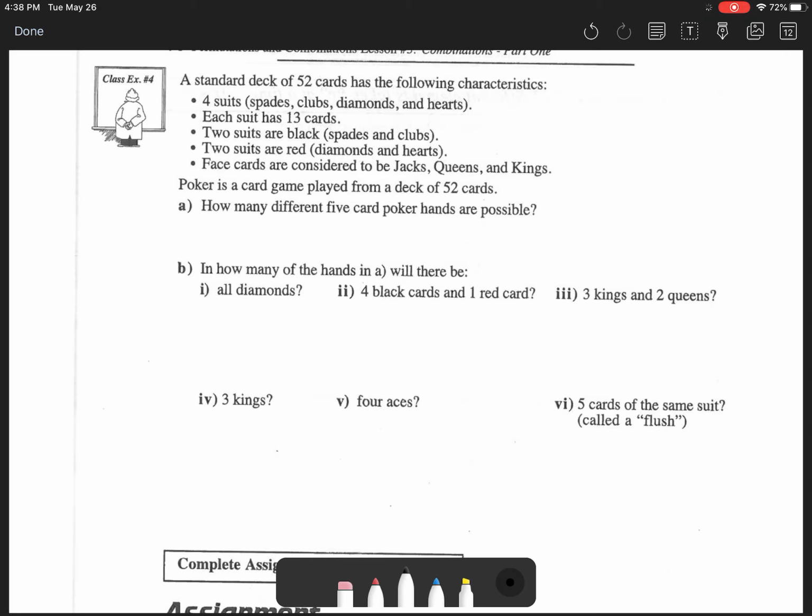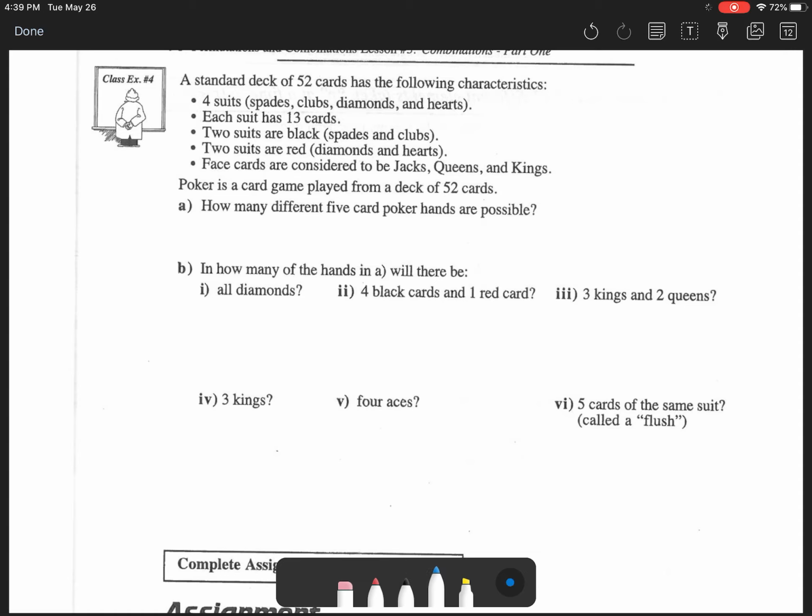So a standard deck of cards is 52. There are 4 suits: spades, clubs, diamonds, and hearts. Each suit has 13 cards. So there are 13 spades, 13 clubs, 13 diamonds, and 13 hearts. 2 of the suits are black, so when you flip the cards over, they're actually black, and those are the spades and clubs. 2 of the suits are red, so when you flip them over, you'll see the numbers and the symbols are red. Those are the diamonds and the hearts. And there are what we call face cards in each suit: Jack, Queen, and King. So there are 3 face cards in each suit. Okay, so Jack, Queen, and King for spades, clubs, diamonds, and hearts.